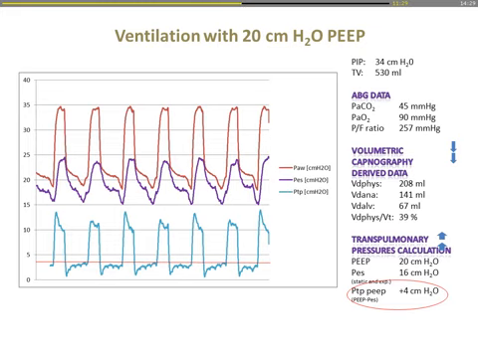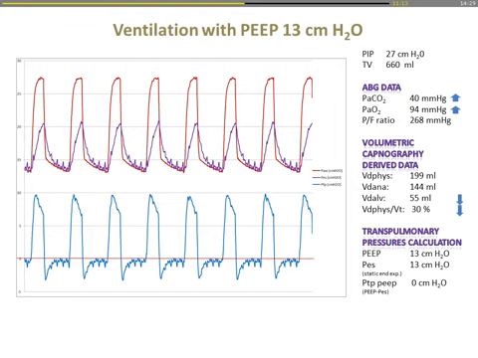So there was a deterioration with regard to dead space and with regard to gas exchange at a given end expiratory transpulmonary pressure measured of +4.